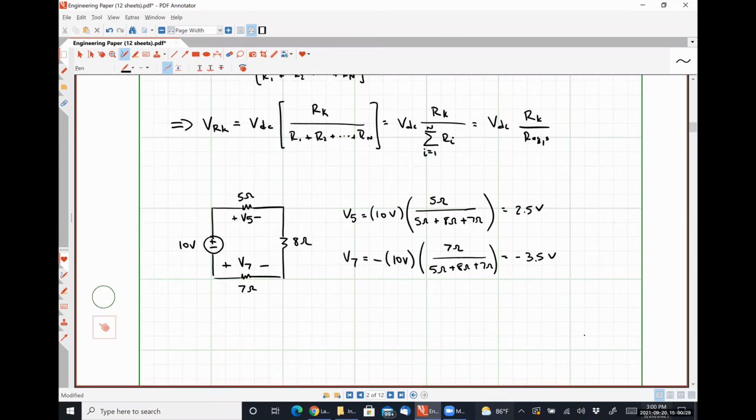Now, as it turns out, our opportunities to apply voltage division with something as simple as this are going to be fairly few and far between, as you can imagine, right? Just having a voltage source connected to a couple of resistors connected in series, that's easy peasy. So let's look at something slightly different.